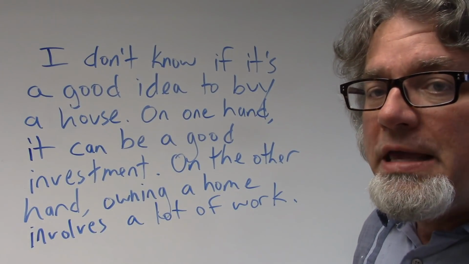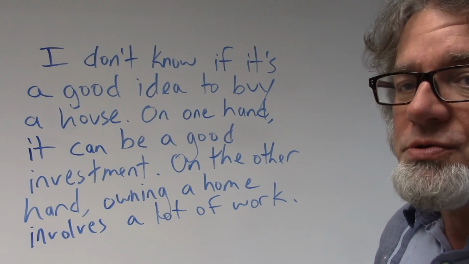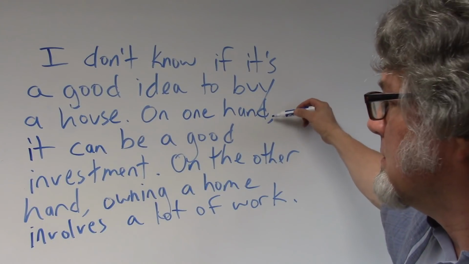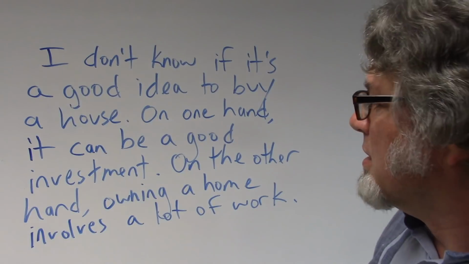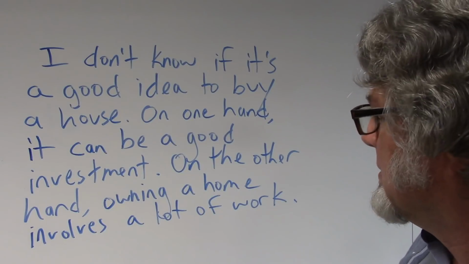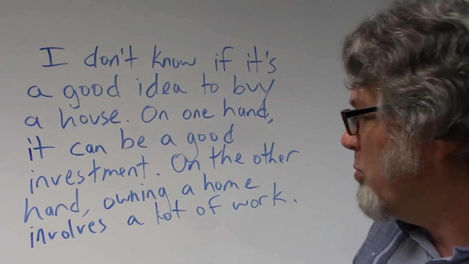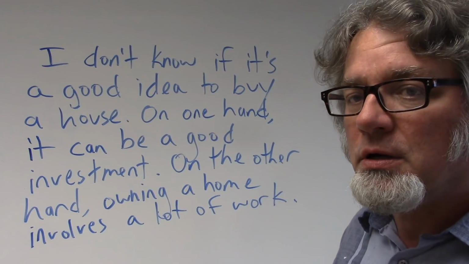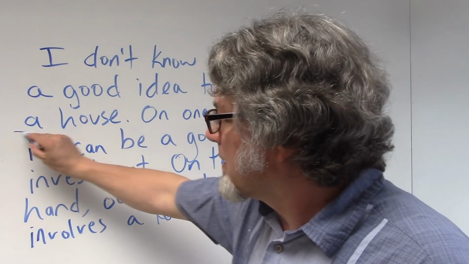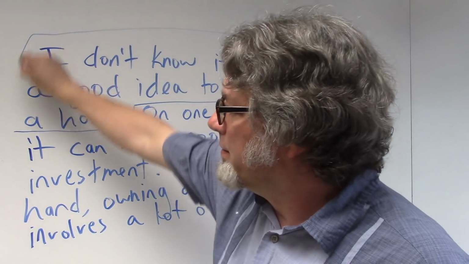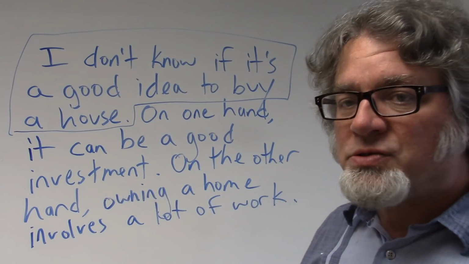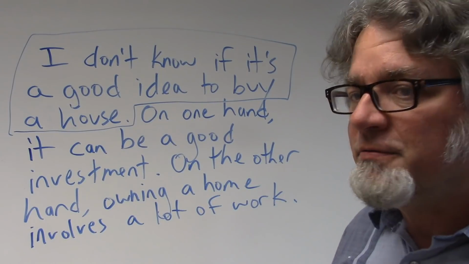I don't know if it's a good idea to buy a house, period. On one hand, comma, it can be a good investment, period. On the other hand, comma, owning a home involves a lot of work. So in this example, there's a statement that's made. This is the statement, and a person weighs two possibilities, one that's good and one that might be negative.